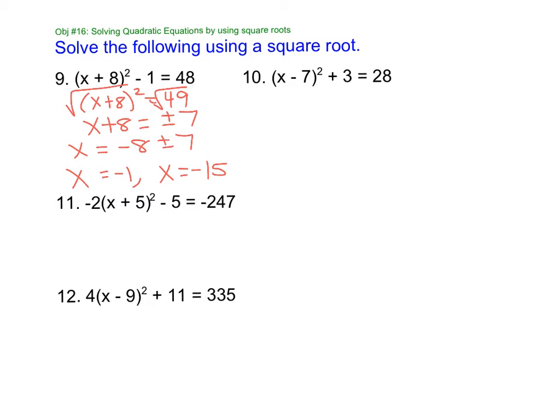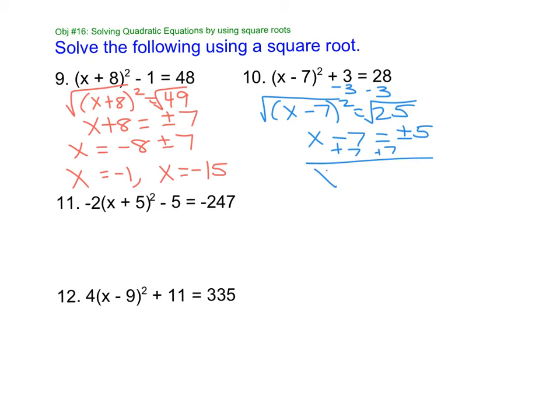Number 10, we're going to subtract our 3 on both sides. X minus 7 squared equals 25. Square root. X minus 7 equals plus or minus 5. Add 7. X equals 7 plus or minus 5. 7 plus 5 is 12. 7 minus 5 is positive 2.